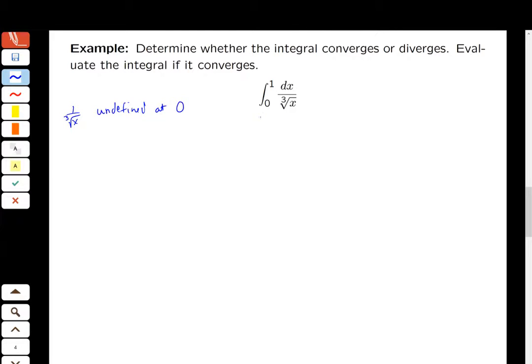Notice that that is already one of my endpoints, so I'm just going to pass straight to the limit. So the integral is equal to the limit as a goes to 0 of the integral from a to 1. I'm going to write this as x to the minus 1/3 dx. How do we integrate x to the minus 1/3?